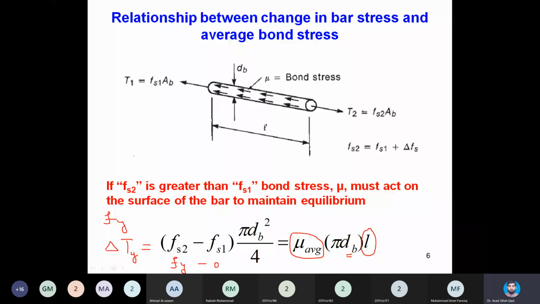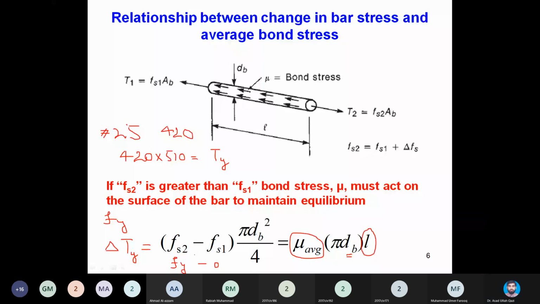For example, if I have number 25 bar and that number 25 bar is of steel grade 420, what force I can maximum generate in that bar will be 420. What is it? The grade into the area of the bar, nominal area 510. So in this way, I can calculate a force which is Ty, and that is the maximum force.